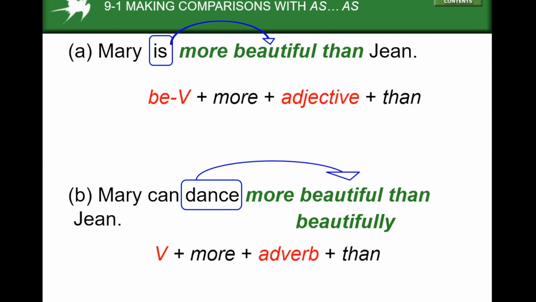A common mistake that people make is to use adjectives to describe an action verb. Take a look at this sentence. Mary can dance more beautiful than Jean. The sentence is incorrect. We shouldn't use beautiful to describe dance. We should use beautifully, the adverb, to describe the action verb dance. We use beautifully to describe how she can dance.